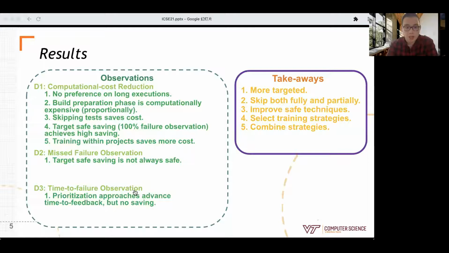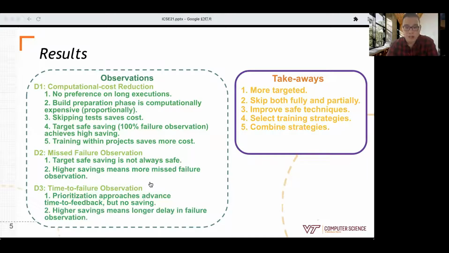Finally, we observed that higher savings achieved by selection approaches means more missed failure observations, which also means a longer delay, but is relatively low in terms of feedback time. This shows that there is a trade-off between cost saving and failure observation for selection approaches. So we recommend future research could design techniques to break this trade-off and also design better metrics to evaluate these approaches.